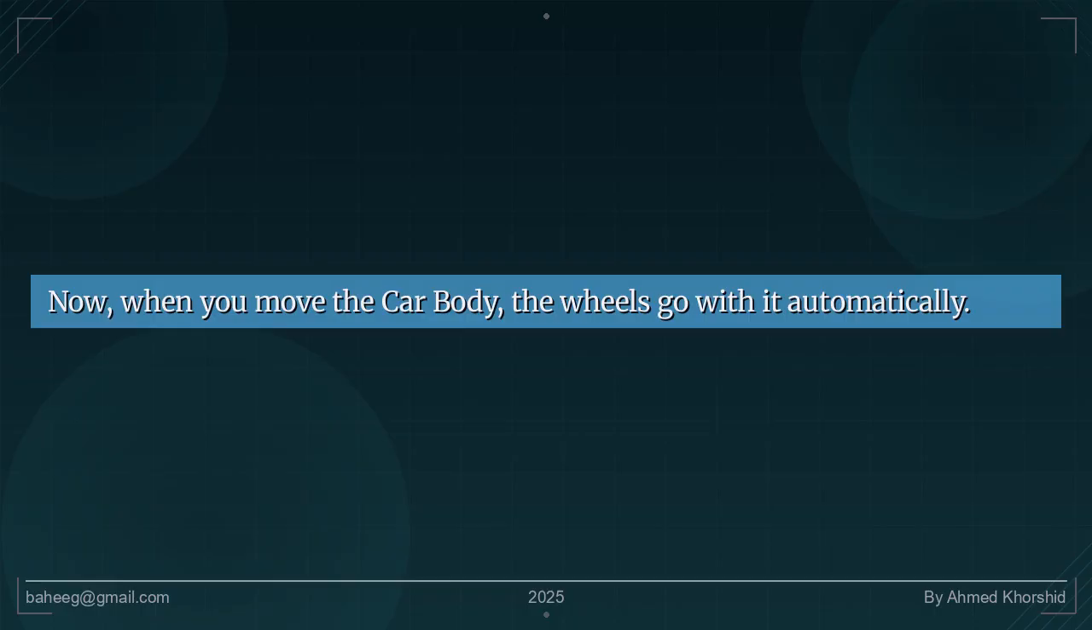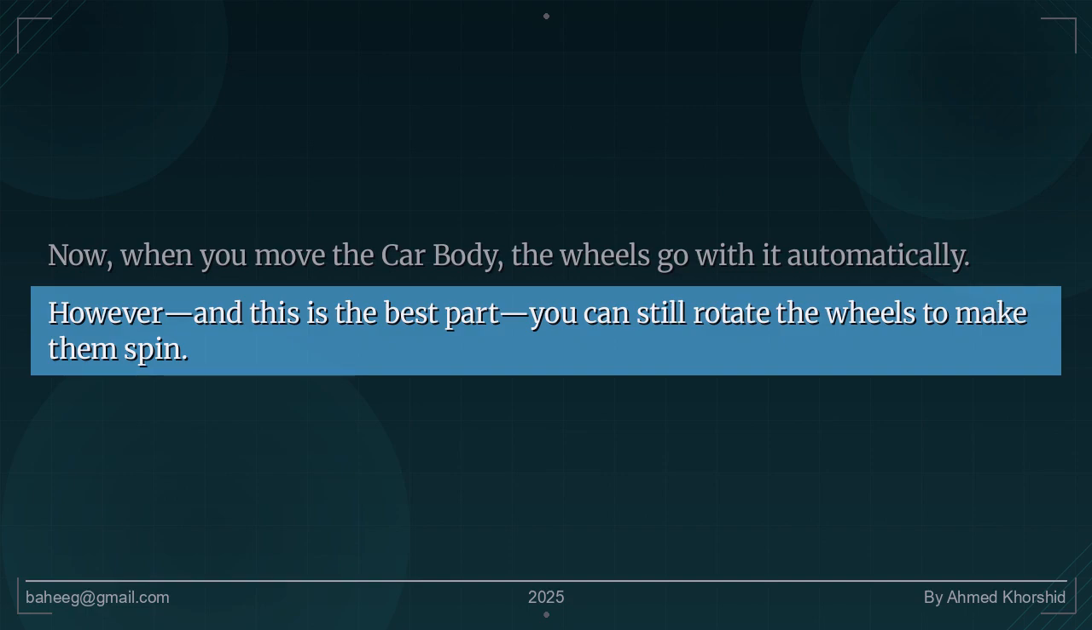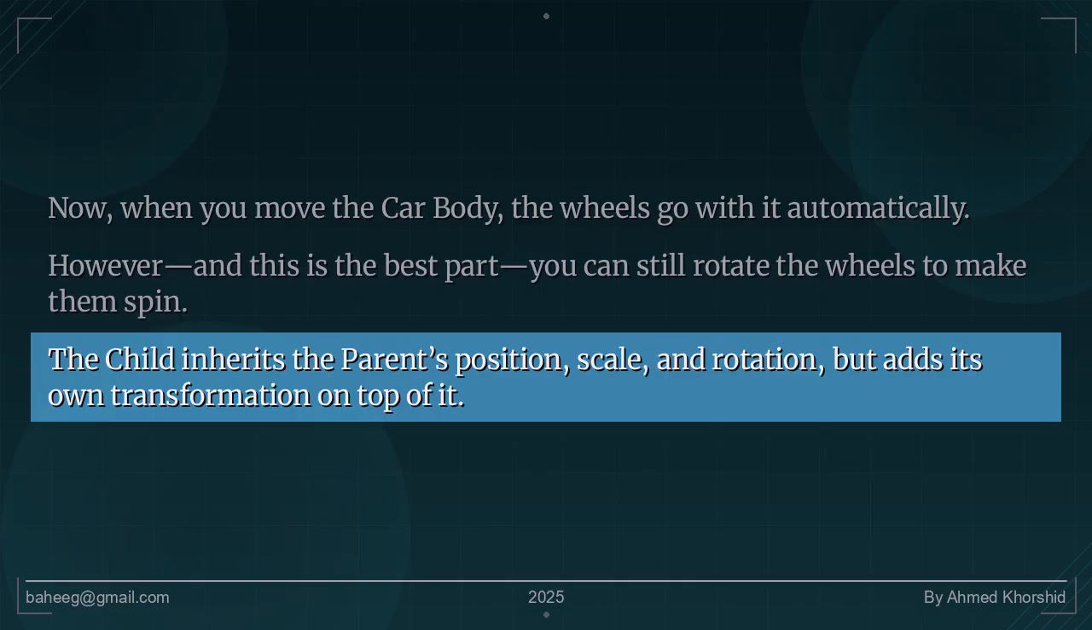Now, when you move the car body, the wheels go with it automatically. However, and this is the best part, you can still rotate the wheels to make them spin. The child inherits the parent's position, scale, and rotation, but adds its own transformation on top of it.